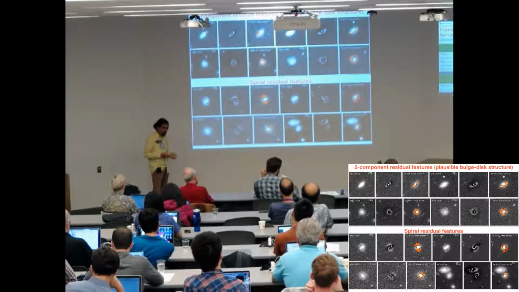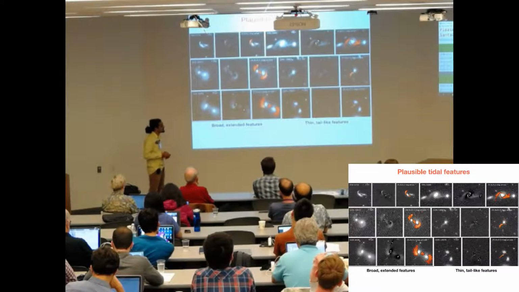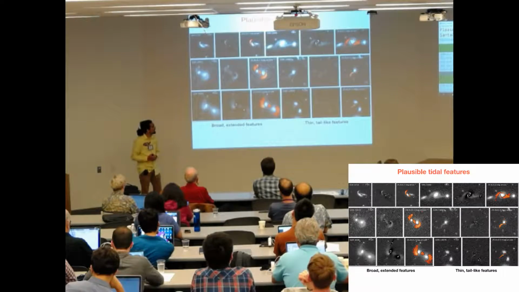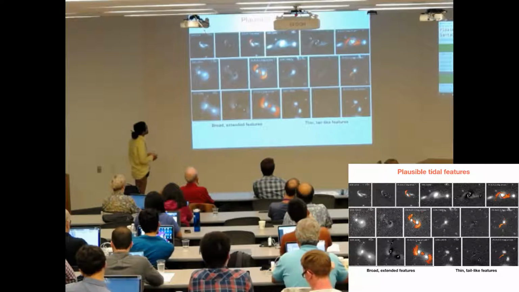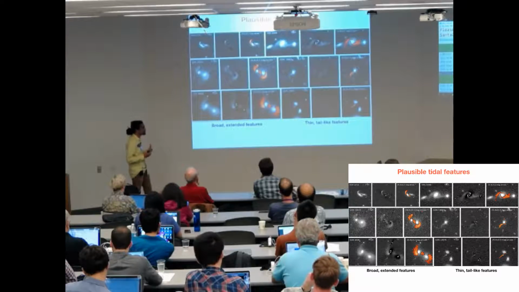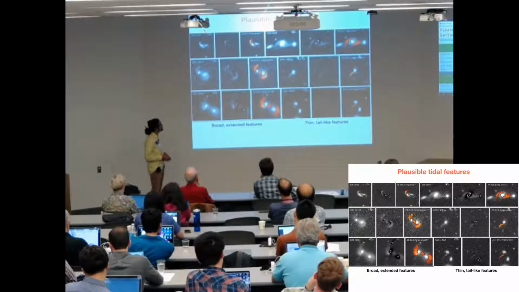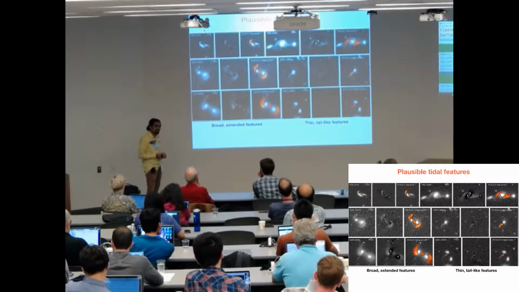Now the interesting part is when you go and apply this on galaxies that exhibit plausible tidal features. And here you can see some of the examples that I have are interacting close pairs. We extract sort of broad extended features for some of the examples, and we also extract thin tail-like structures.